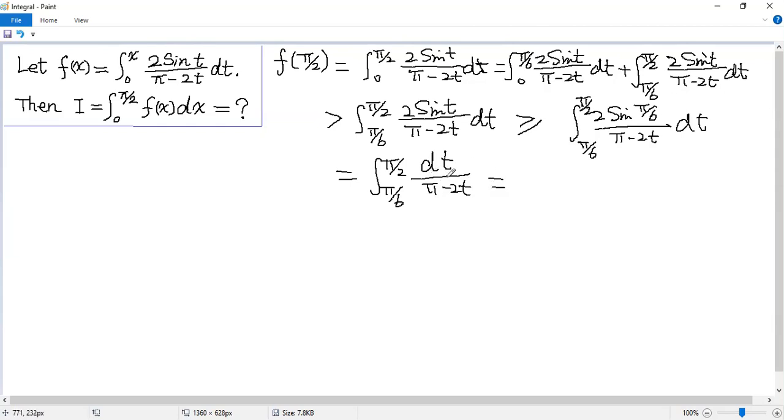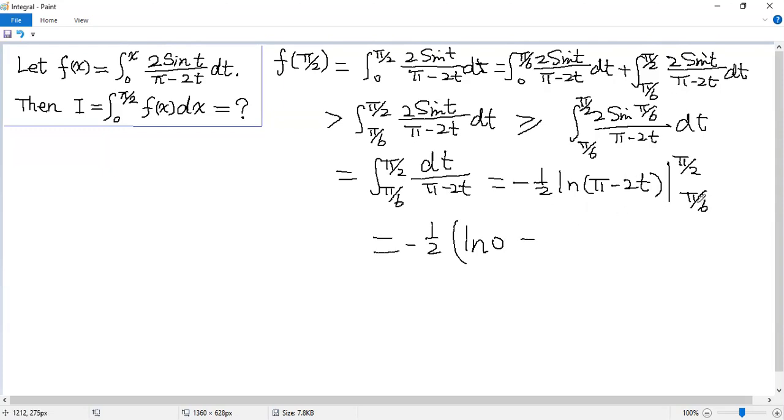And we know the antiderivative of this one equals negative half ln of pi minus 2t. Evaluate at pi over 2 and pi over 6. So we get negative half times: when t equals half pi, we get ln 0; when t equals pi over 6, we get ln 2 pi over 3. So you see this part is negative infinity, so the outcome should be positive infinity.